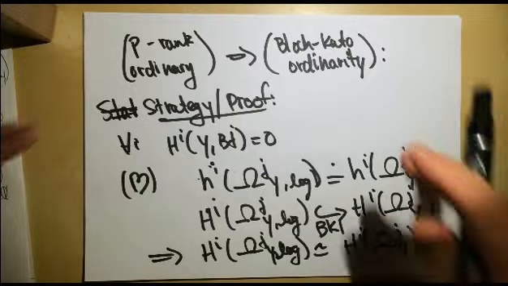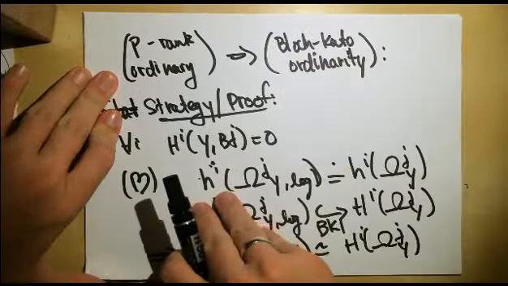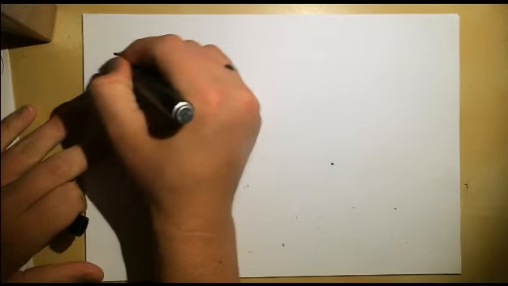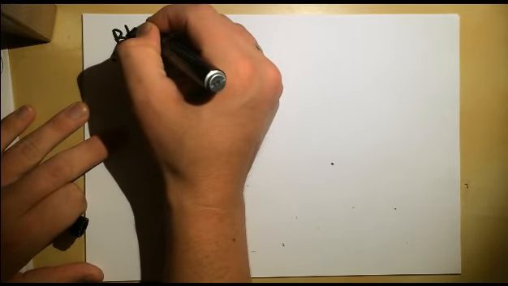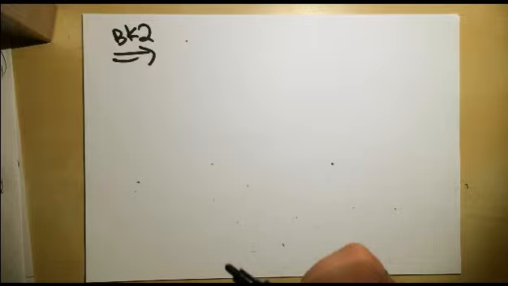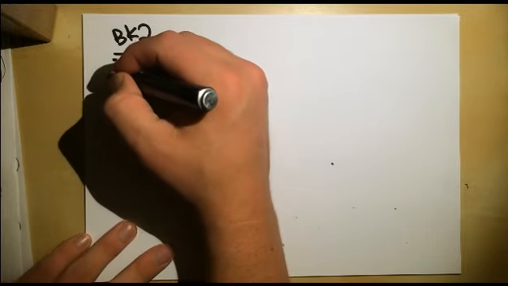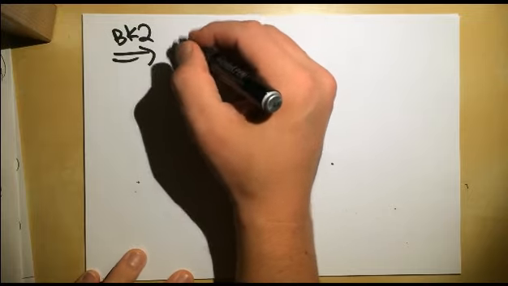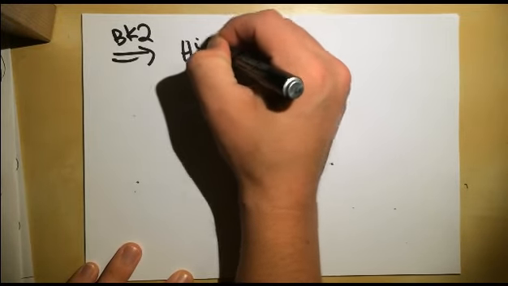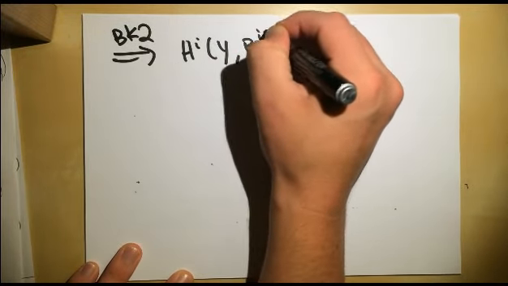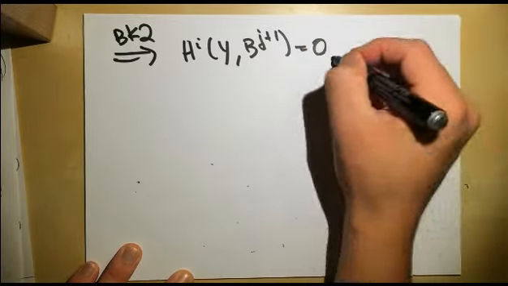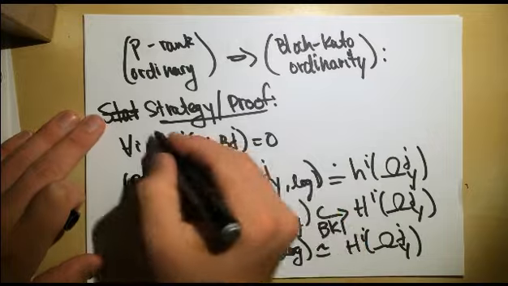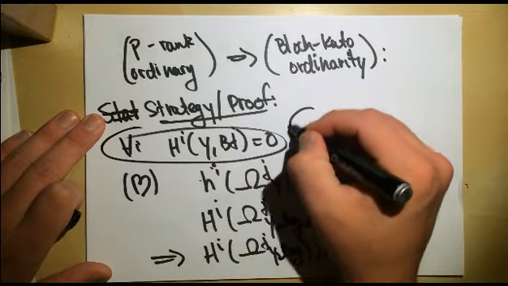Okay, so if we have this isomorphism, then this is implied by the second part of the Bloch-Kato lemma. This tells us that, so this is really from the first part of the Bloch-Kato lemma, it tells us that H^i y B^j+1 is equal to 0. Okay, so this is how we go from this step here. So we suppose here that we are at some fixed level.